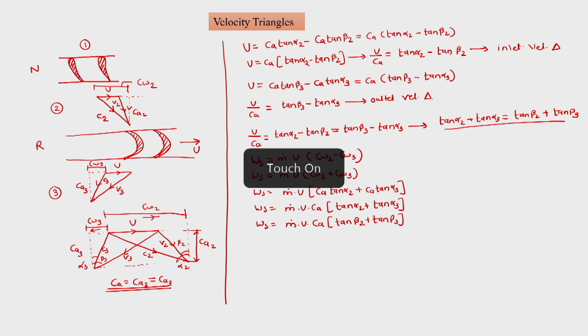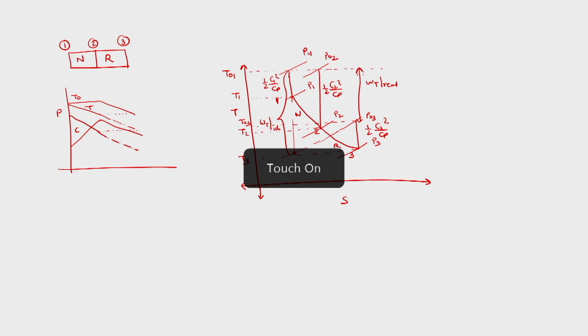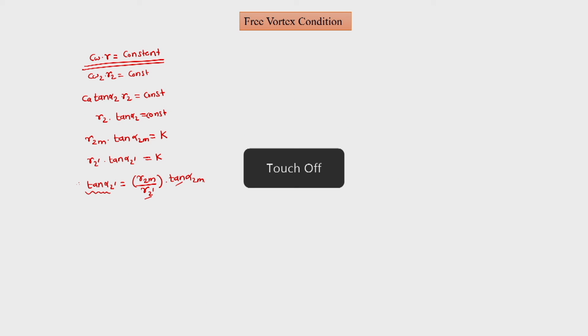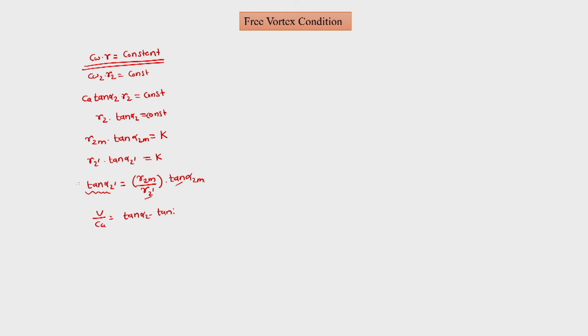But there is one more thing which we have derived, and that was tan of alpha 2 minus beta 2 is equal to u upon Ca. So we can use this concept: u upon Ca is equal to tan of alpha 2 minus tan of beta 2. So this concept we can use, and then we can find out beta 2 at some other radius as well.